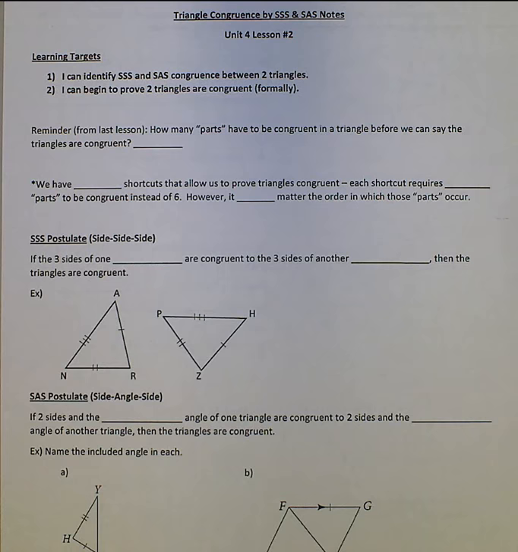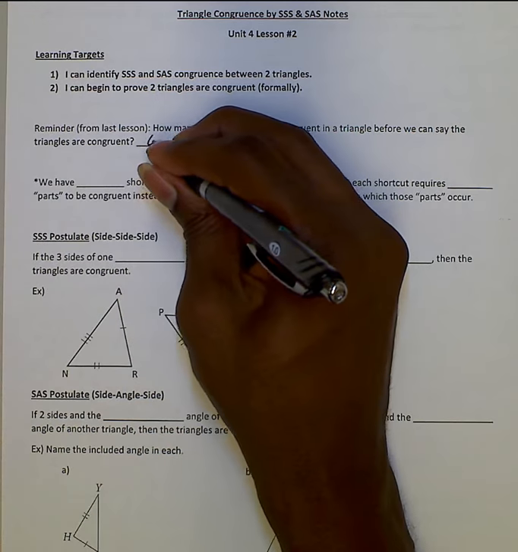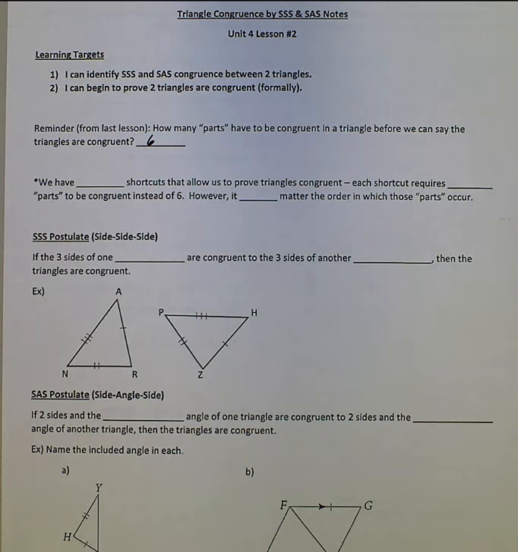Okay. Reminder from last lesson: how many parts have to be congruent in a triangle before we can say that triangles are congruent? 6. We need to be able to say that all three angles and all three pairs of sides are congruent to each other. So we have 6 parts.